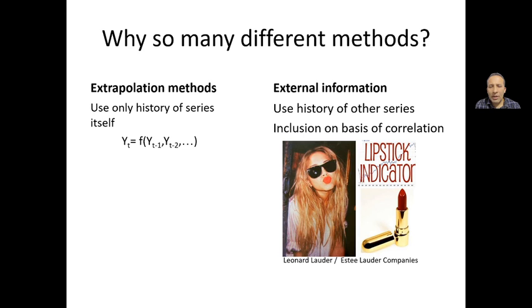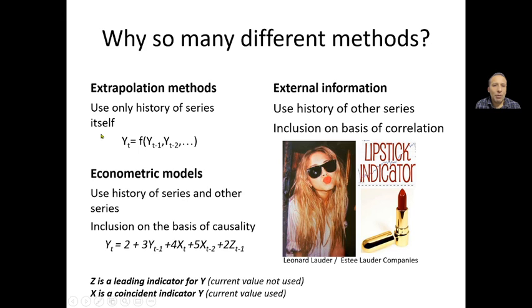So why so many methods? We have extrapolation methods. In terms of extrapolation methods, one example is that we have the same data series here. Say that GDP is a function of the previous year's GDP and the previous two years' GDP, so two periods of time in my data set, and it can depend on many more if I want. This is the use only of the history of the series itself, so I will not use any variable different from GDP in this set.